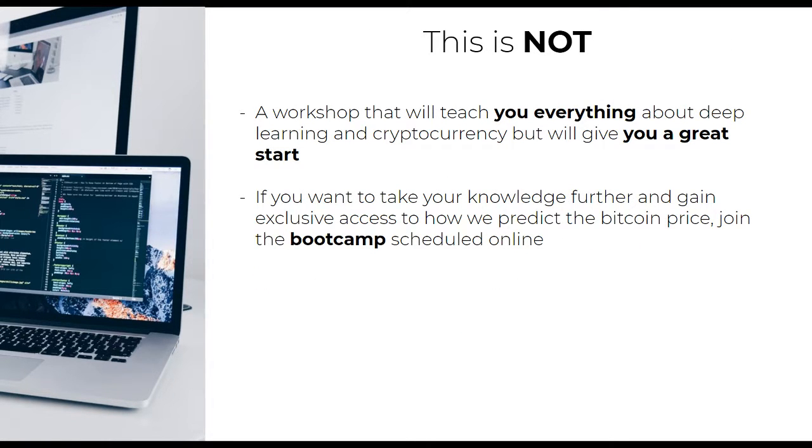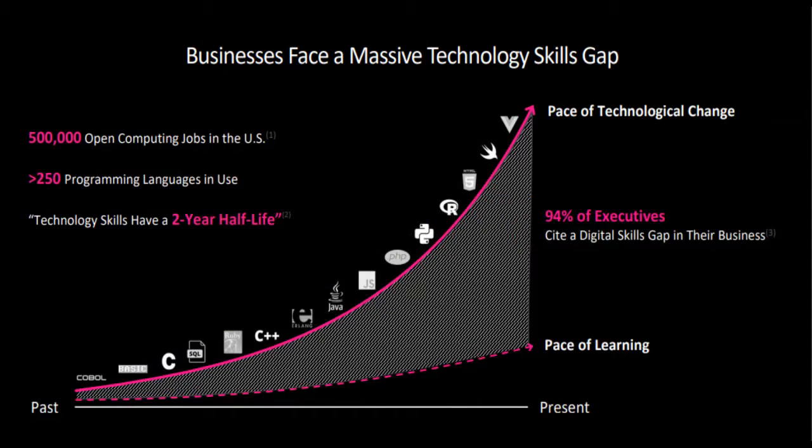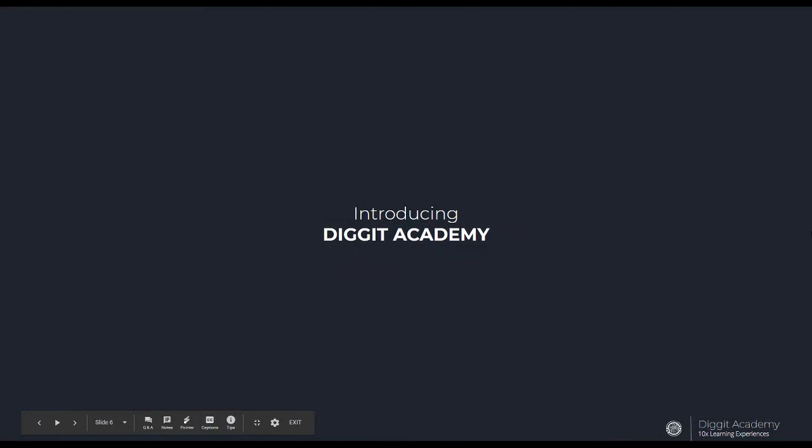And the workshop was not, of course, teaching everything about deep learning and cryptocurrency, but it gave a great start. And this presentation is about if you want to take your knowledge further and gain exclusive access to how we predict the Bitcoin price. The problem that we're facing here today is that the pace of technological change is increasing drastically, exponentially, whereas the pace of learning is much, much smaller.